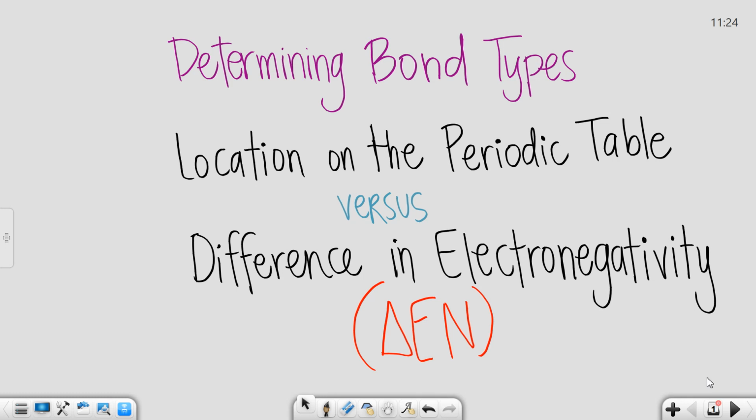Today we are going to discuss how you can determine the type of chemical bond that is formed between two elements on the periodic table. Now, the two ways that we can do this is by the location of the elements on the actual table or by using the difference in electronegativity. So, let's get started.